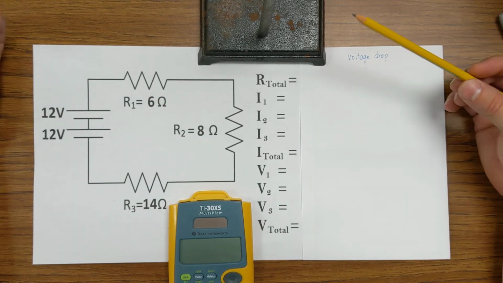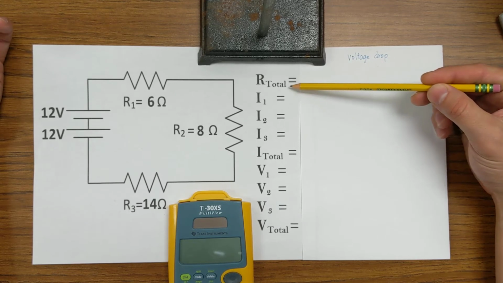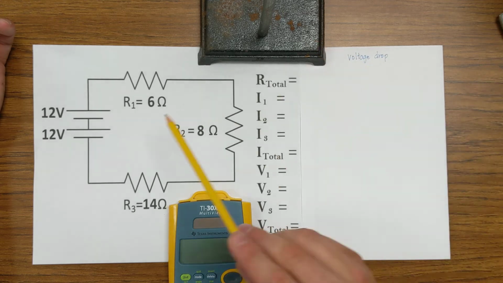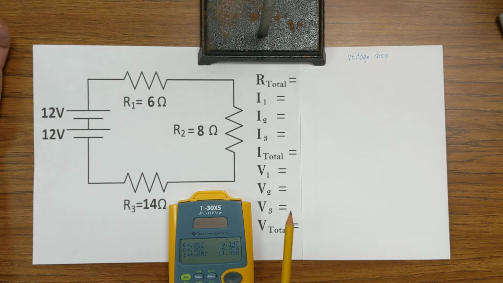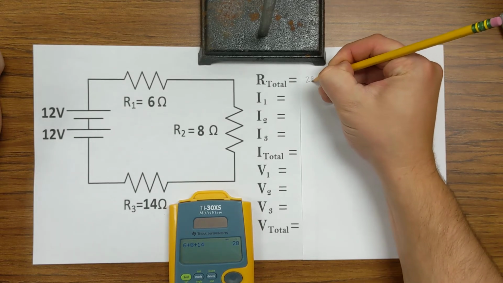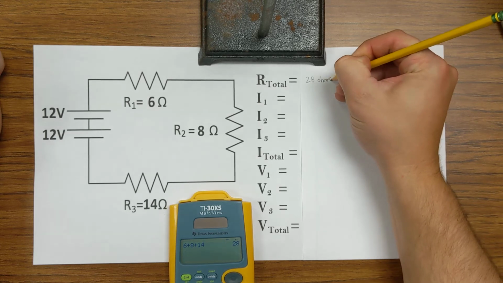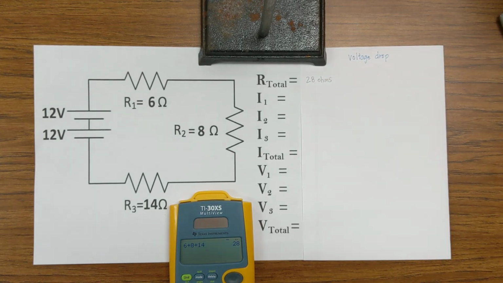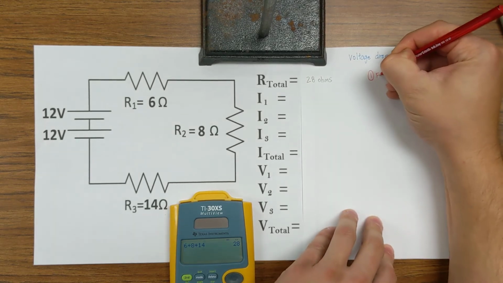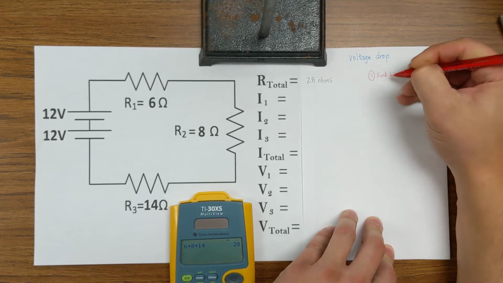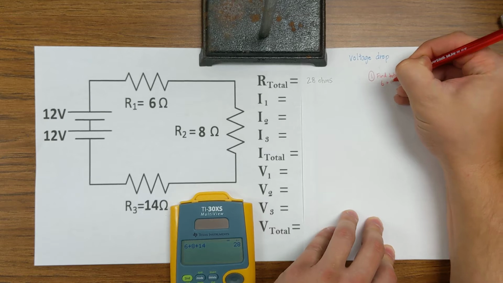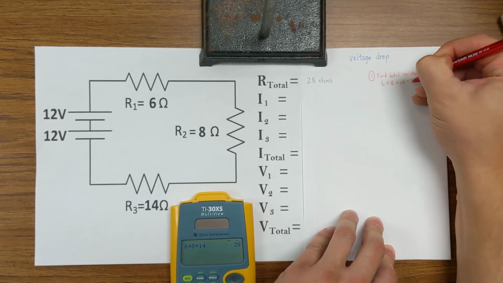To solve this problem, the first step is to find total resistance. To do that, we just look at our values. In this case, we have 3 resistors, and we add them up to get a total resistance of 28 ohms. So I want to write that down right here for you to see. All right, so the first step is to find total resistance. And again, how do we do that? We added up 6 plus 8 plus 14 to give us 28 ohms.